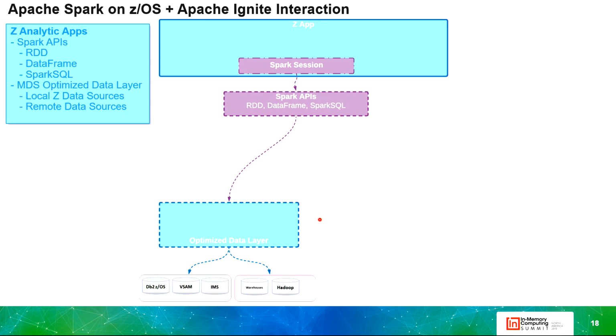So if you look at what Ignite in this Z environment looks like, you have your Z application at the top there, and you're building that with Spark, as an example, a Spark session, doing work with Spark RDDs and data frames that go through this optimized data layer to your existing MDS, Rocket software-based access to VSAM, IMS, all those kinds of data sources. So that's great that you're able to do that.